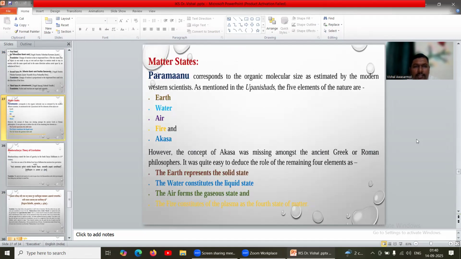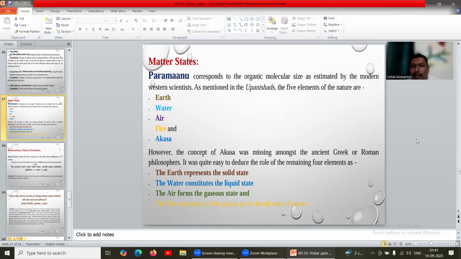Now we see the states of matter. Paramanu corresponds to the atomic size as estimated by modern Western scientists, as mentioned in the Upanishads. The five elements of nature are earth, second water, third air, fourth fire, and last one is Akasha.